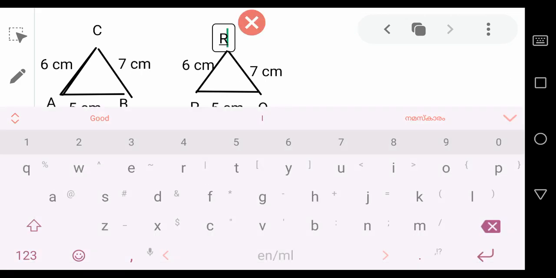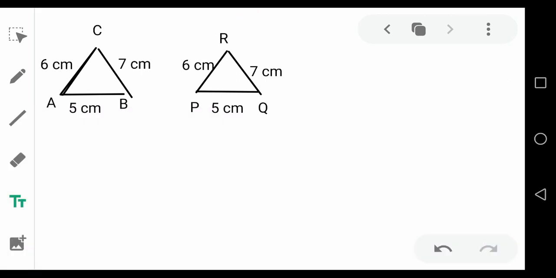So which are the two triangles we are talking about? Triangle ABC and triangle PQR. Now, when I told you congruent means if you are keeping one triangle over the other, it should overlap. So when we are keeping this triangle over this triangle, which two sides will overlap? AB and PQ will overlap, right?